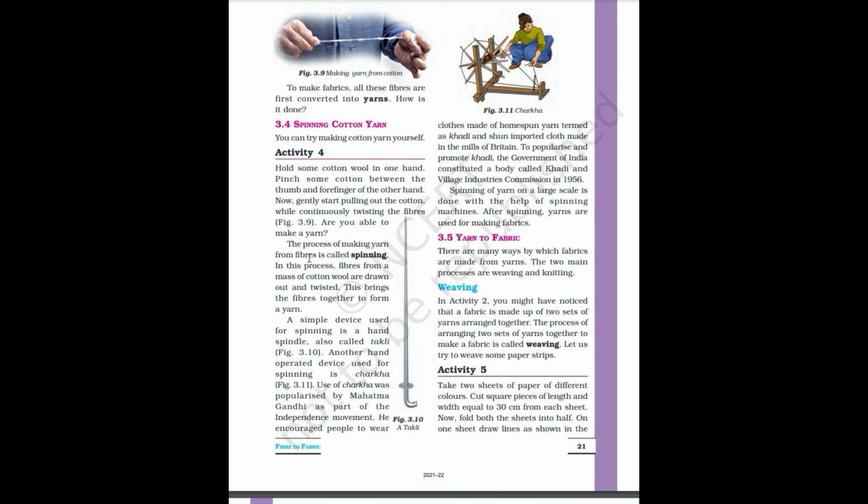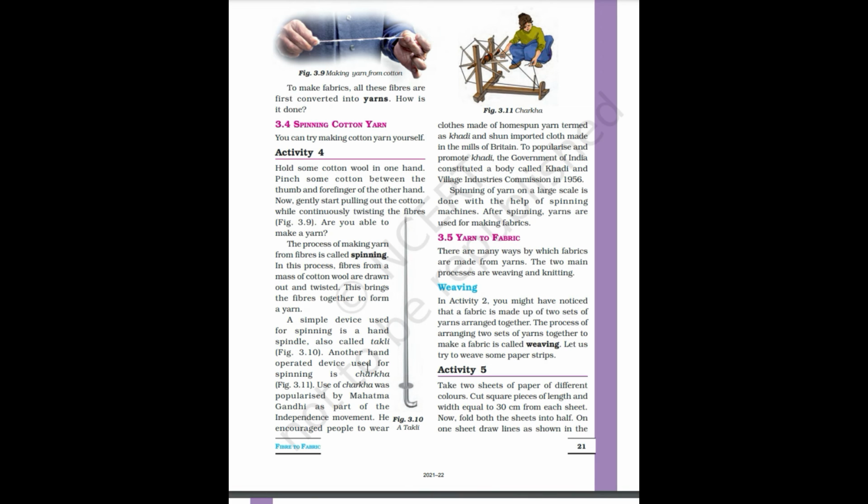The process of making yarn from fibers is called spinning. In this process, fibers from a mass of cotton wool are drawn out and twisted. This brings the fibers together to form a yarn. So spinning the fiber makes the yarn. This process is called spinning. It's an important word. A simple device used for spinning by hand is the spindle. Spindle is also called takli. Very funny name. Figure 3.10. This long needle is the takli or spindle.